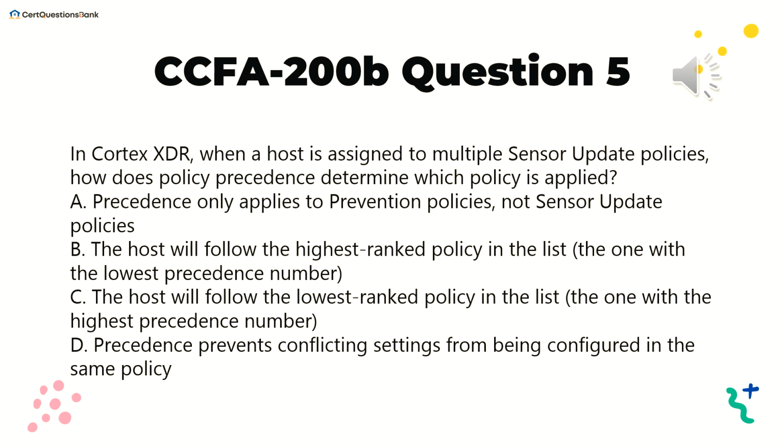In Cortex XDR, when a host is assigned to multiple sensor update policies, how does policy precedence determine which policy is applied? A. Precedence only applies to prevention policies, not sensor update policies. B. The host will follow the highest ranked policy in the list, the one with the lowest precedence number. C. The host will follow the lowest ranked policy in the list, the one with the highest precedence number. D. Precedence prevents conflicting settings from being configured in the same policy.